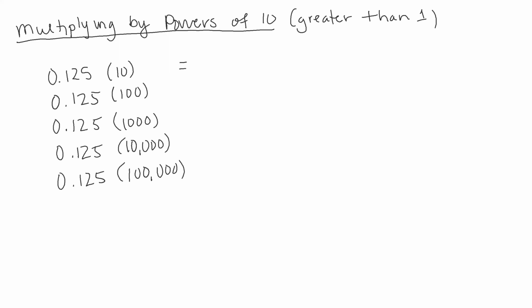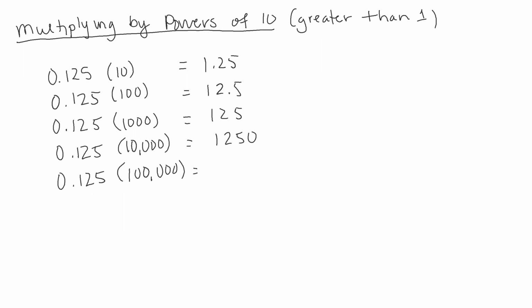If I take 0.125 and I multiply it by 10, I get 1.25. If I multiply that by 100, I get 12.5. If I multiply by 1,000, I get 125. If I multiply by 10,000, I get 1,250.